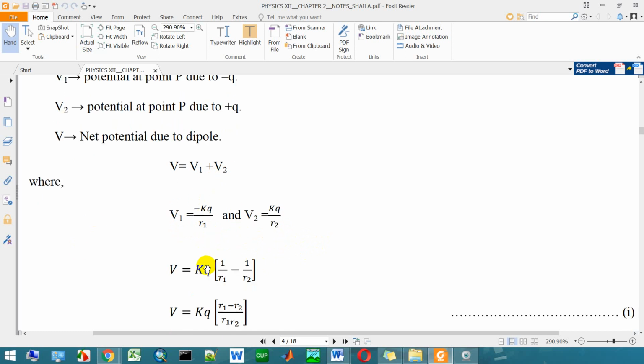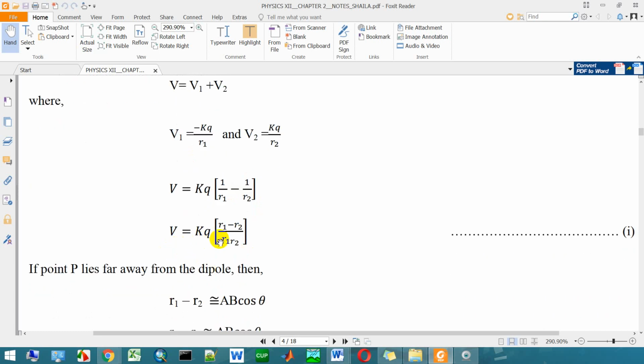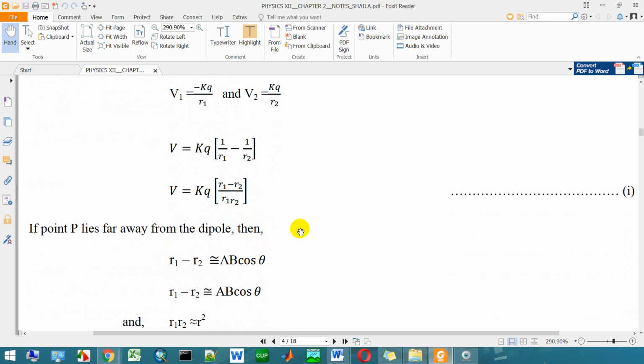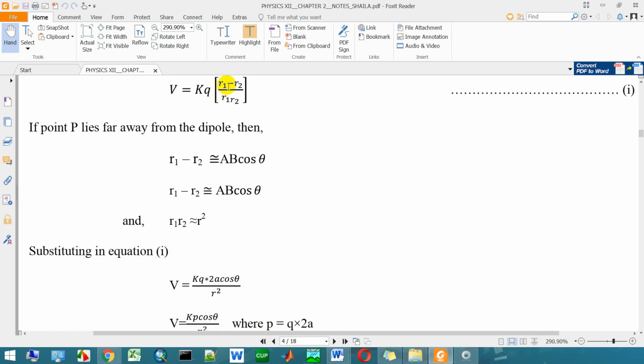So after substituting for V1 and V2 in this equation, we get V as KQ times (R1 minus R2) divided by R1 into R2. As I already told you, this R1 minus R2 is very small. And when we use the trigonometrical concept, R1 minus R2 is approximately equal to AB cos theta, where AB is 2A. And R1 R2 is approximately equal to R square.